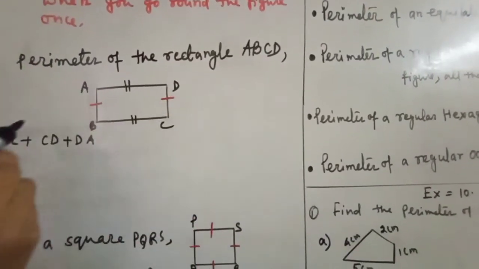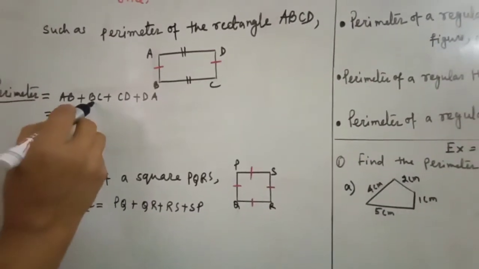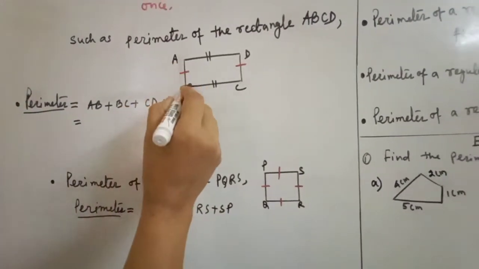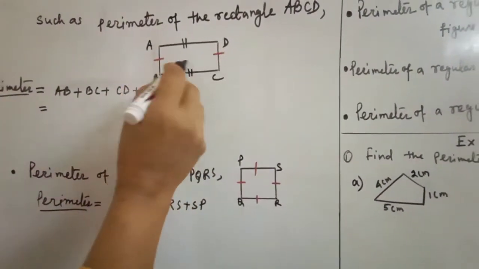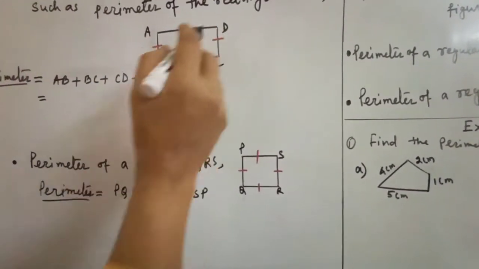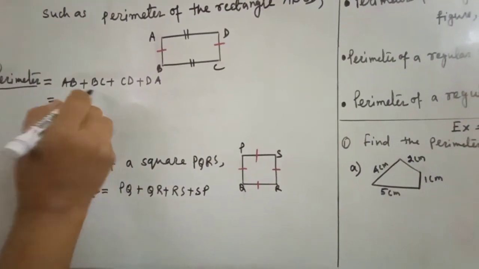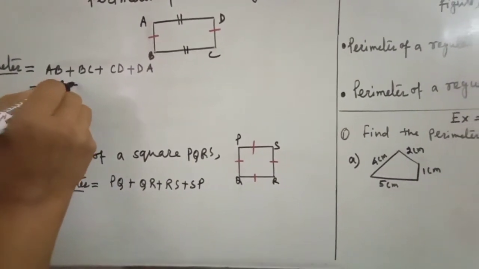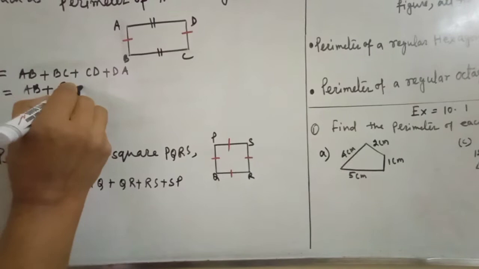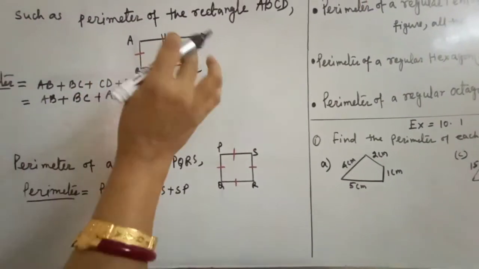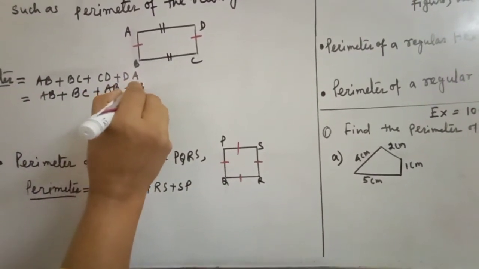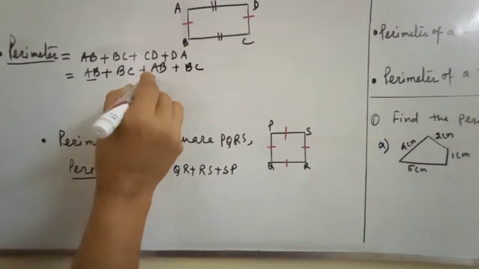How to find the perimeter of a rectangle? That means AB plus BC plus CD plus DA. You know that in a rectangle opposite sides are equal. That means AB is equal to DC and BC is equal to AD. So AB plus BC, I'm writing AB instead of CD, as AB is equal to CD, and instead of AD I'm writing BC. Then see how many BC and how many ABs are there.